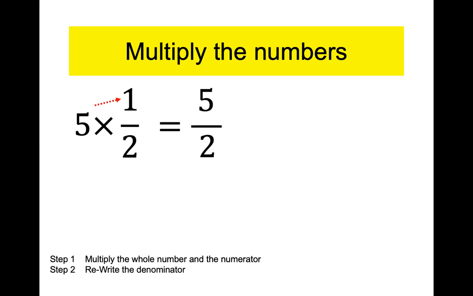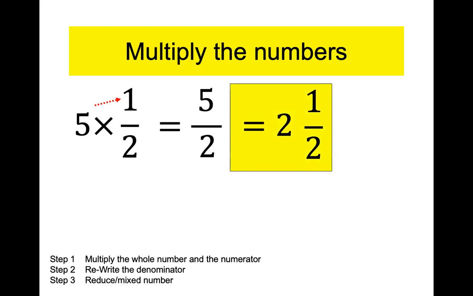Can this be reduced? Well, what goes into 5 and 2? Nothing. It's fully reduced. Okay, but step 3 says write as a mixed number. 2 goes into 5 twice with how many left over? So 2 and 1/2. Okay.